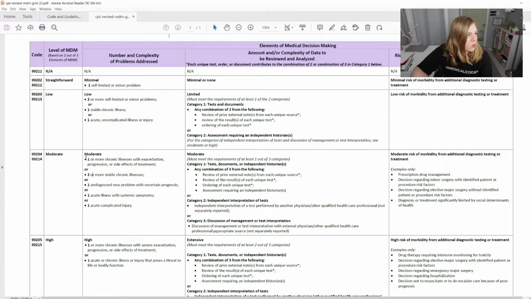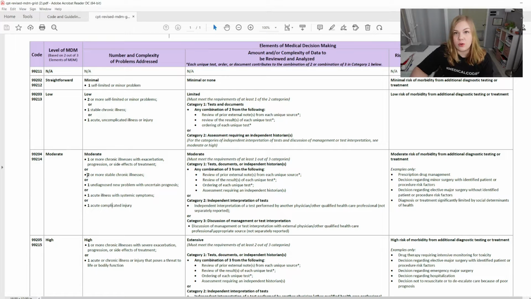So if bullet 1 is 1 or more chronic illnesses with exacerbation, progression, or side effect of treatment. What differentiates the moderate versus the high is this word severe in the high. So a moderate is that one chronic illness with an exacerbation of progression or a side effect of treatment, but a high is a severe exacerbation, a severe progression, a severe side effect of the treatment. And that is really the key term that you need to look for, or the key factor that you need to look for to differentiate between the moderate or high there for that category.